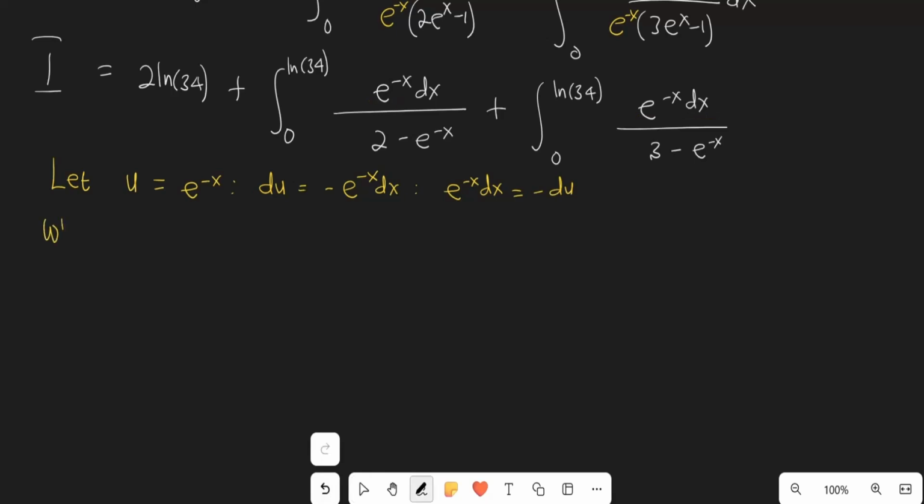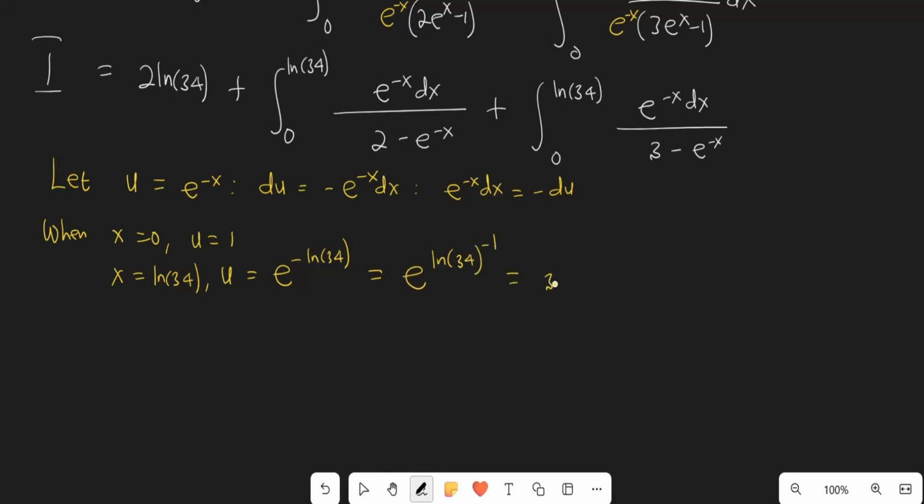All right, the change in limits. When x is equal to 0, the lower limit, we have u equal to 1. That is e raised to the power 0. And when x is equal to ln 34, u is going to be equal to e to the negative ln 34. So applying the power rule of logarithm, this is ln 34 raised to the power negative 1, and this is 34 raised to the power negative 1, because this and this will cancel, and now it's left with 1 over 34.